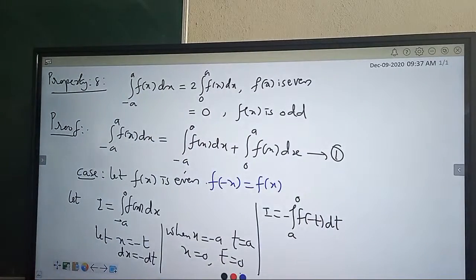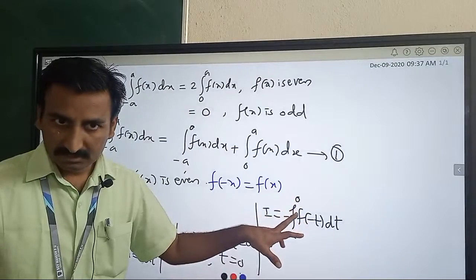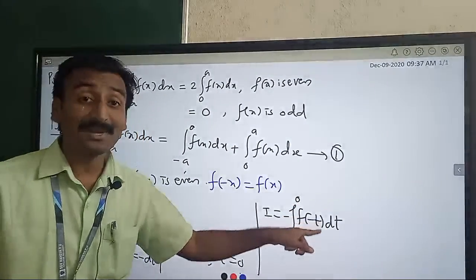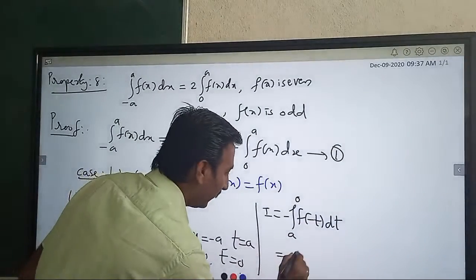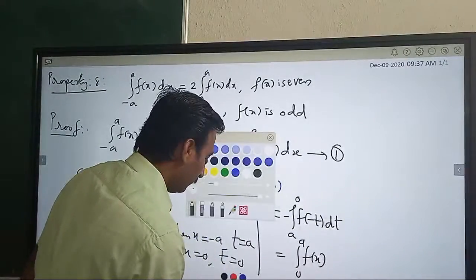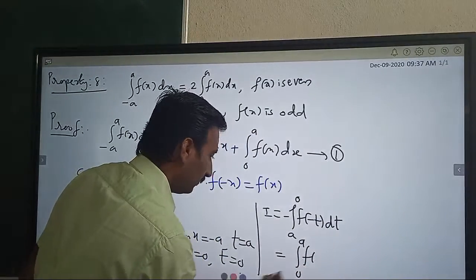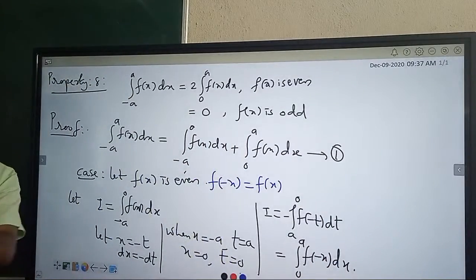Correct? I do two things here. One thing is interchange of the limits. The other thing is replacing t by x. Why? It's a dummy variable. So this can be written as the integral from 0 to a of f of minus x dx. My job is half done now.